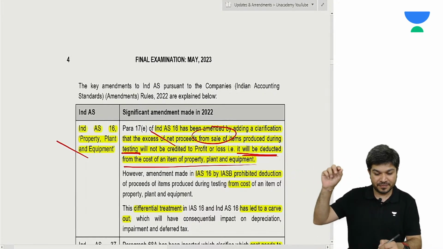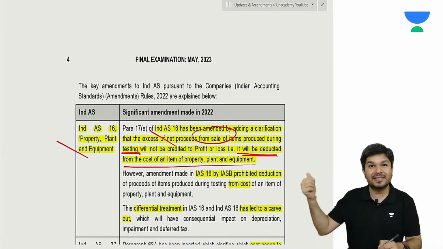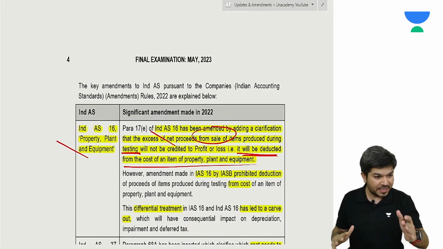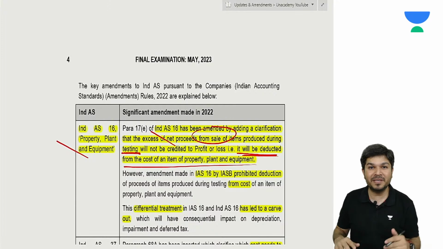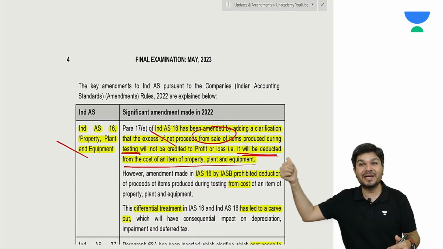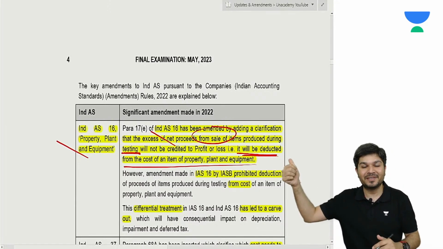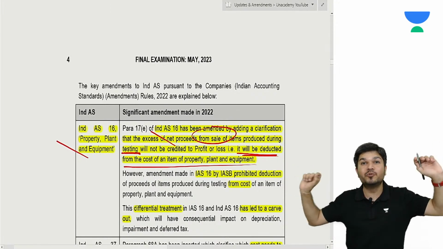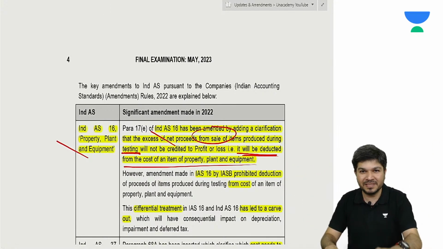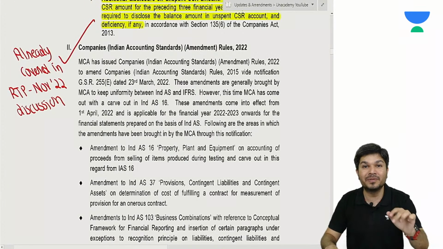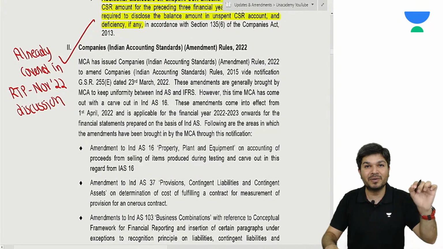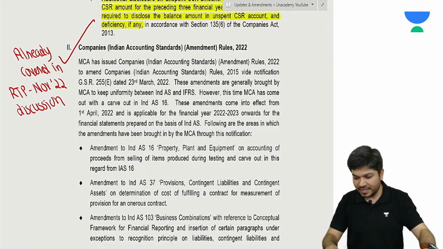Now in Ind AS 16 it is still P&L, so we take it as a deduction from PPE. Where are they taking it in IAS 16? They are taking it in P&L. There's a carve out now. So this point is basically there. Similar points were there, and this was already discussed when we did the RTP November 22 exam. Shall I move ahead?